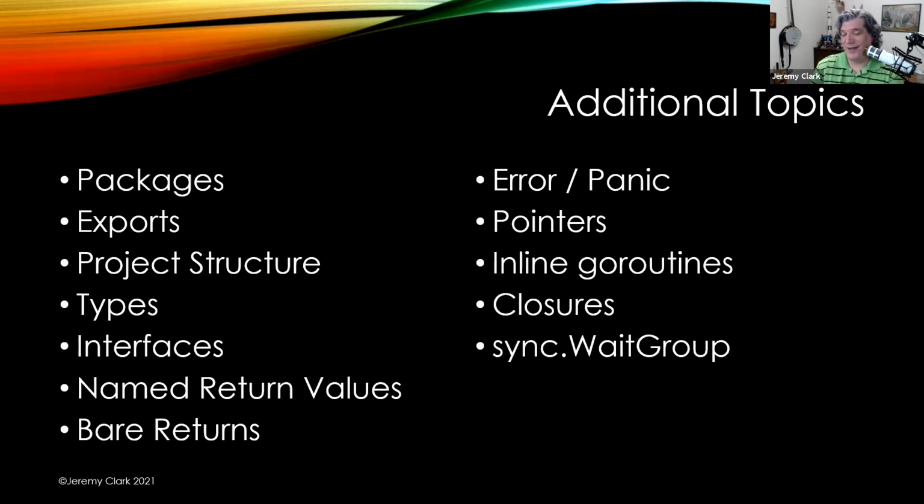We actually covered a lot of them. The inline goroutines, the closures, and the wait group, we looked at those. The interfaces we looked at a little bit. Packages and exports, we didn't really look at much at all except the built-in packages. And I didn't really talk about named return values and bare returns. Those are kind of interesting too. But again, I have articles on some of these. I have a whole article on error handling and some of these other things.